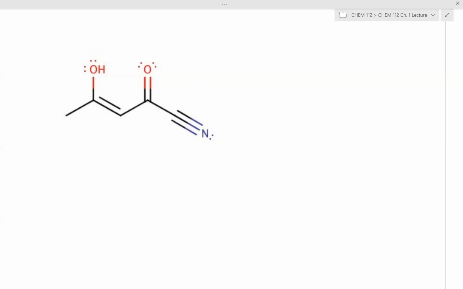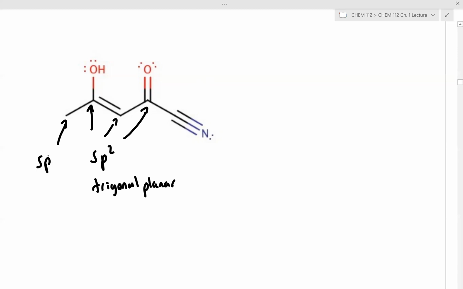So let's do some hybridization assignments. So first and foremost, let's take a look at these 3 carbons. What is the hybridization of these 3 carbons? sp2. And what would the geometry be? Yep, trigonal planar. This methyl, of course, adopts what hybridization? sp3, yep. And that involves a tetrahedral geometry.